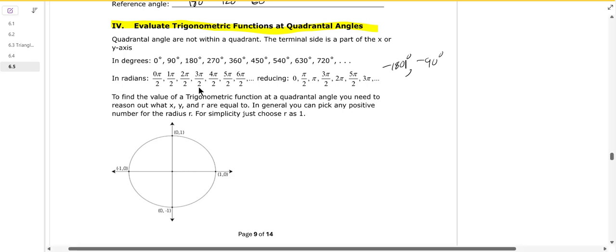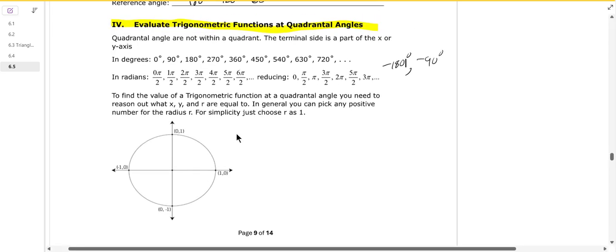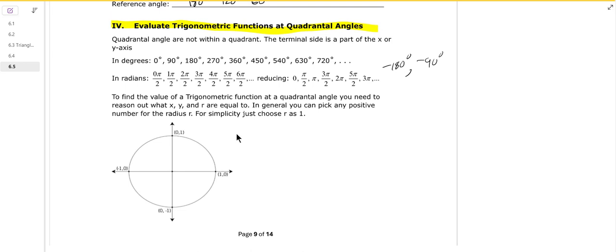If we're going to find the value of a trigonometric function at a quadrantal angle, you need to reason out what x, y, and r are equal to, because that's what it's all about. In general, you can pick any number for r, but I always pick 1. I don't pick 0, but keep it simple and just pick 1.